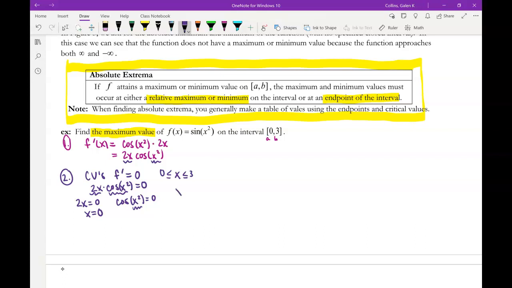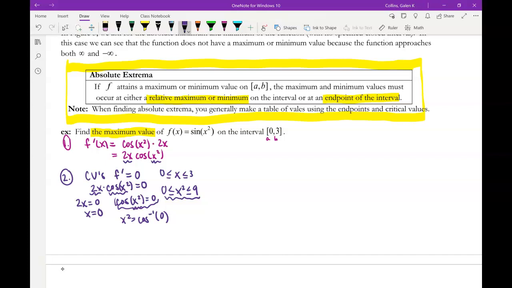So if I square everything, and I know 0 squared is 0, 3 squared is 9. If I square everything on the interval, I can now consider this interval when I go to the unit circle. So the only thing I can do mathematically to this equation here is I can take the inverse cosine of both sides, or the arc cosine. But one way or another, I have to go to the unit circle.